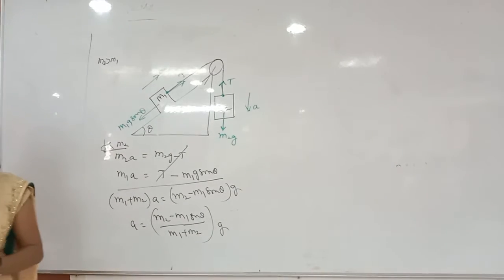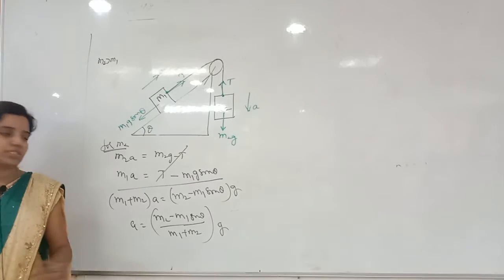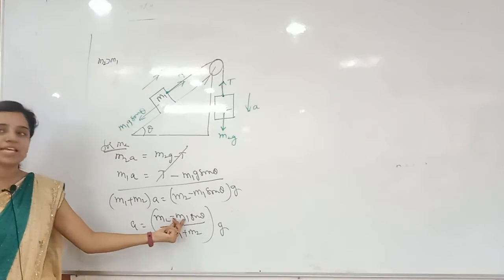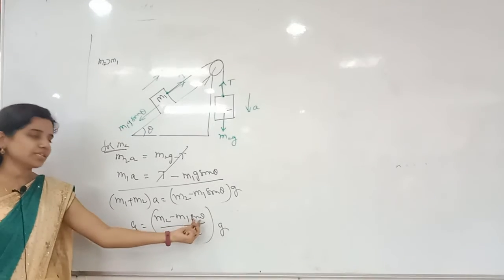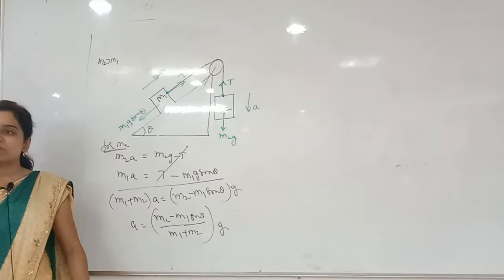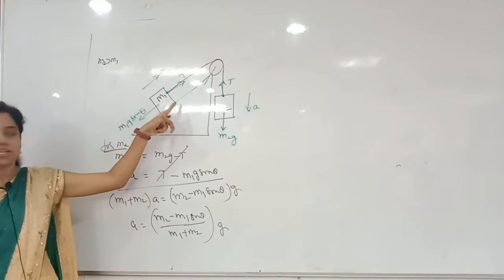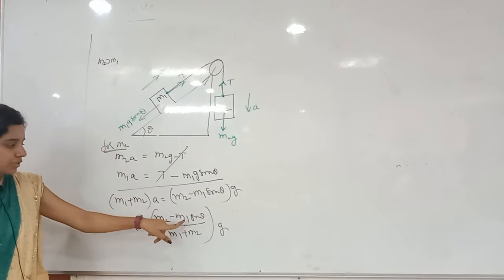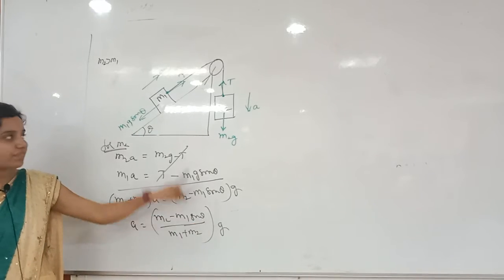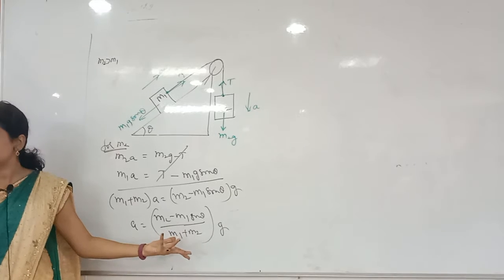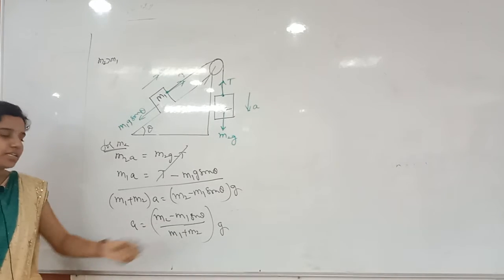Same like the Atwood machine formula only. Atwood machine formula is what? Difference of the masses by sum of the masses. But here there is an angle, so only I am getting sin theta here. So whichever is there on the inclined plane, for that only you will get sin theta. Here M1 is there on the inclined plane, so only you got M1 sin theta. If I keep M2 on the inclined plane, then what will we get? M2 sin theta, that's it. Clear? So this is the acceleration.